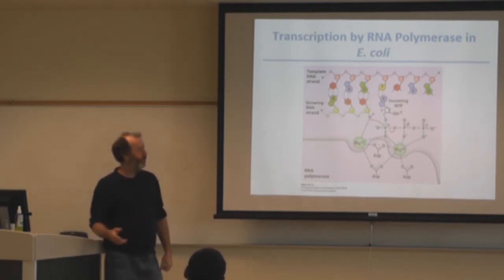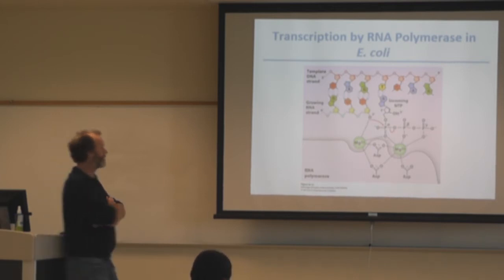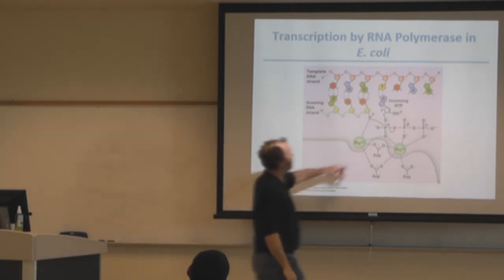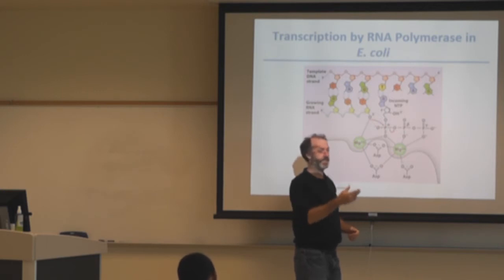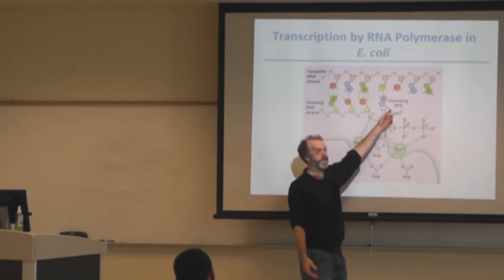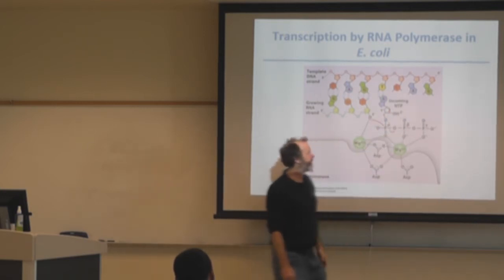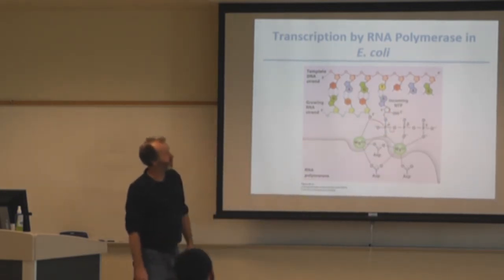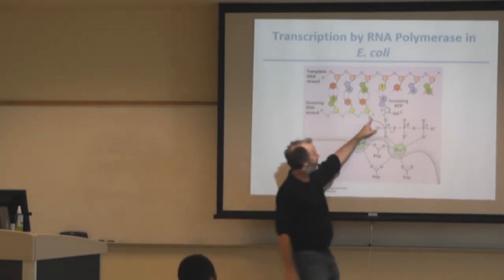Can you tell me one of the differences? What's the main difference? Well, uracil is a difference, but yeah, with DNA polymerase, the substrate was dNTPs. RNA polymerase, they're just NTPs. So it's the 3 prime.